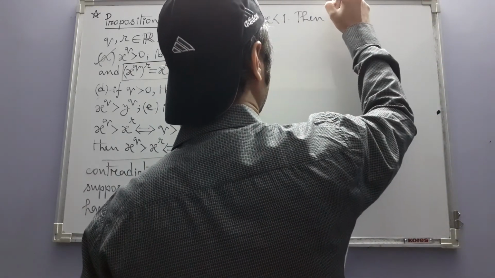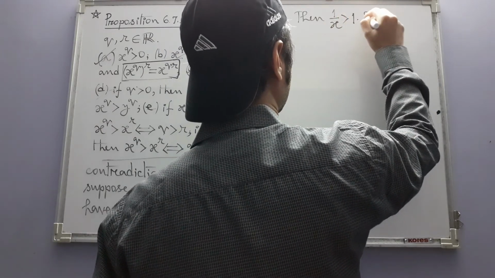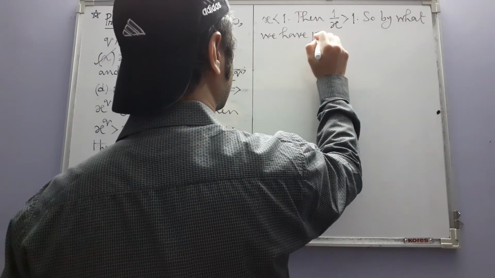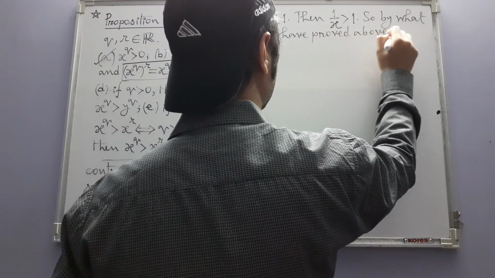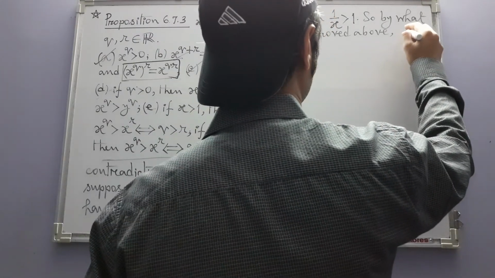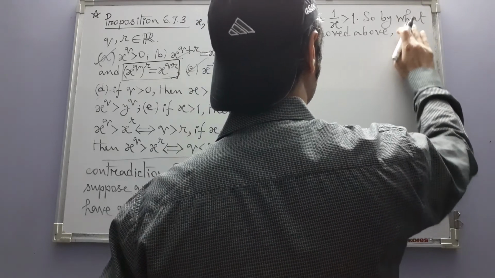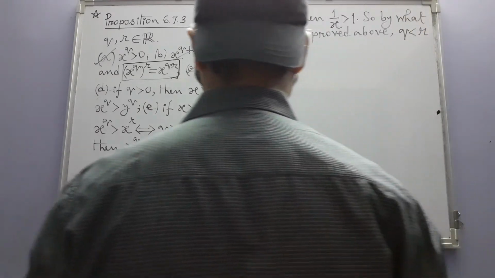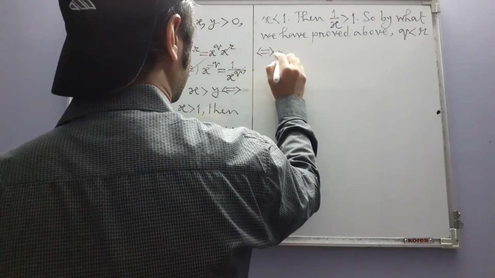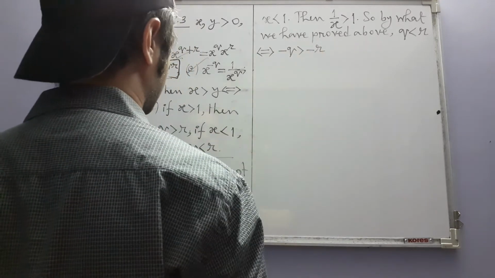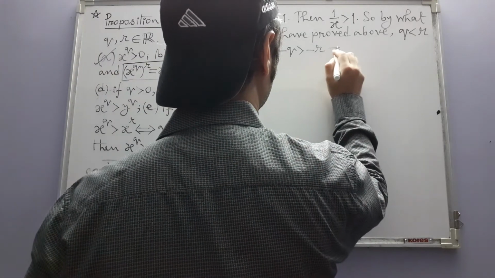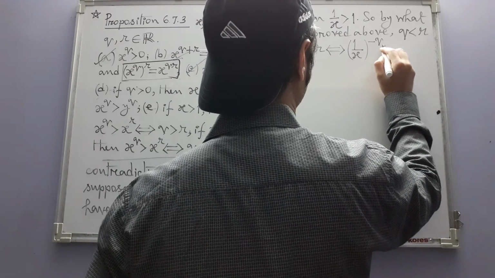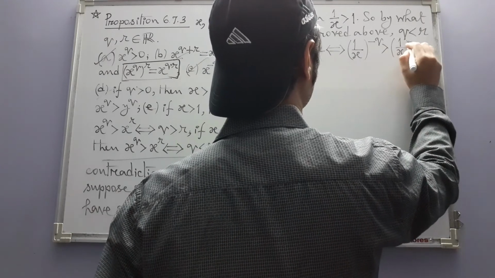Then 1 over x is greater than 1. So by what we have proved above, this is the case. Q is less than r. We do have q less than r here, no? Yes. Q is less than r if and only if minus q is greater than minus r. If and only if one over x to the power minus q is greater than 1 over x to the power minus r.